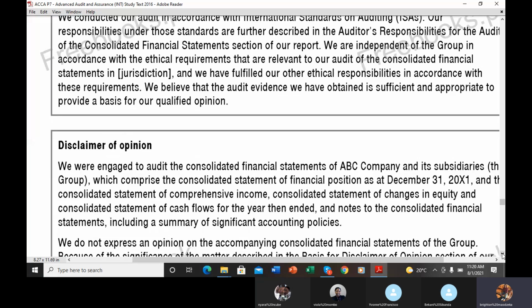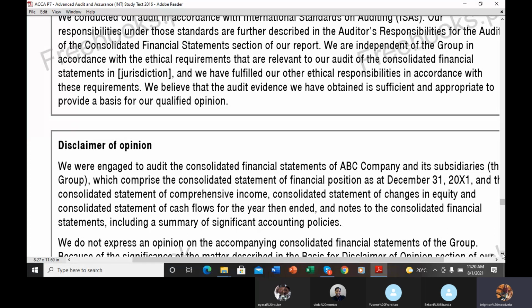The rest, like what you've discussed, key audit matters if they are listed, responsibility of management, those charged with governance, and auditor's responsibilities, is the same. So we are on the part that makes the difference.